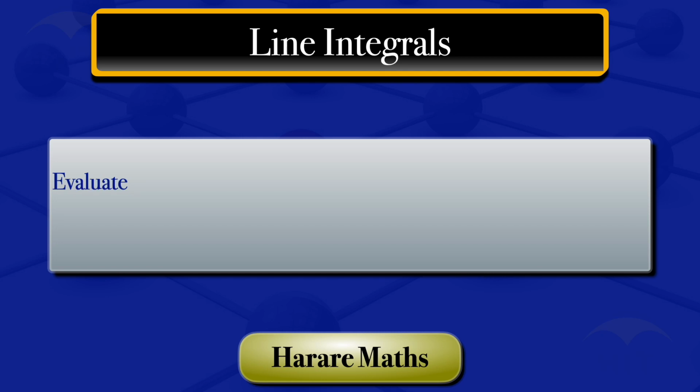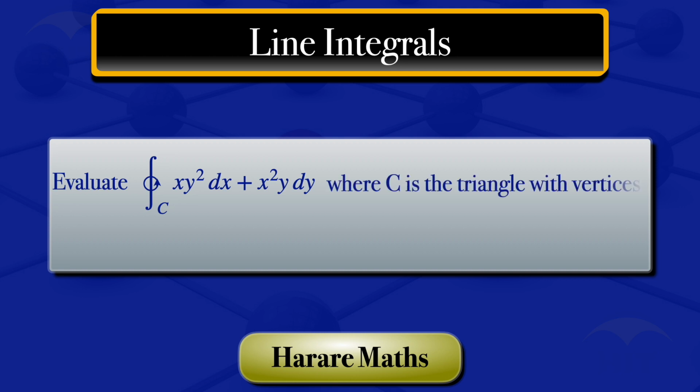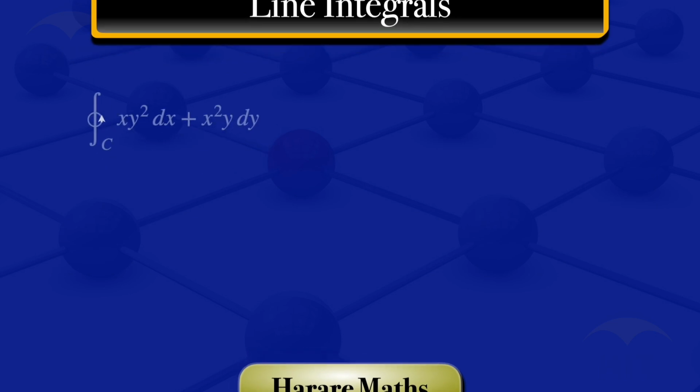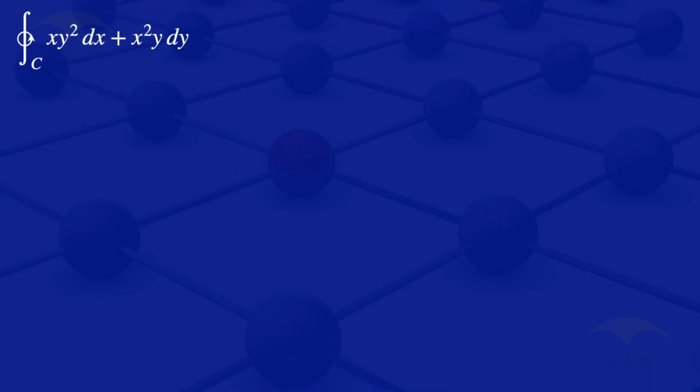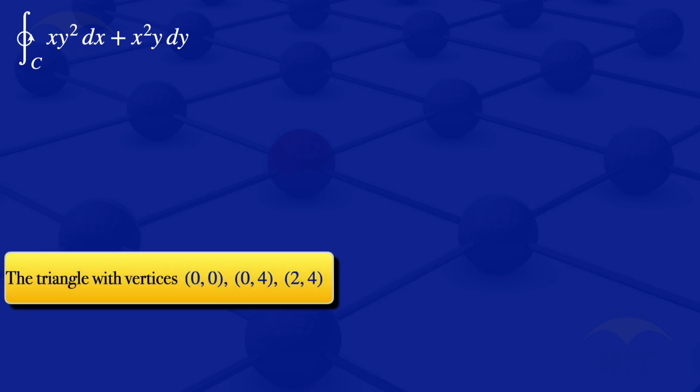In this tutorial, we are going to evaluate the integral of xy squared dx plus x squared y dy along the closed curve C, where C is the triangle with the vertices (0, 0), (0, 4), (2, 4). So we want to evaluate that line integral along that triangle with those given vertices.